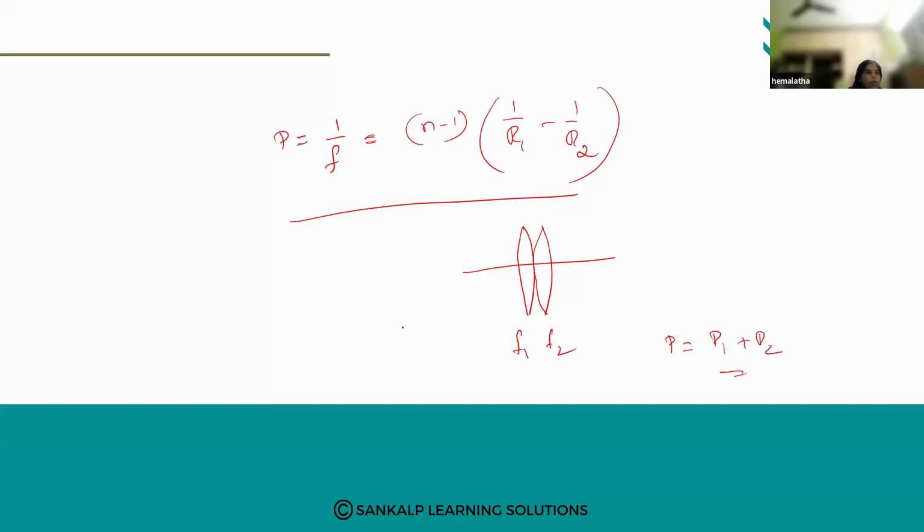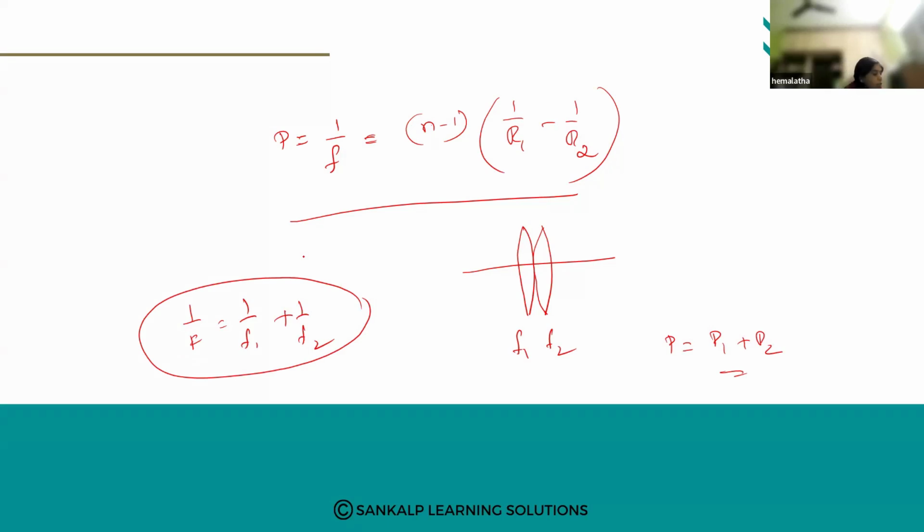Okay, but f is what? f is like this because power adds up. The equivalent focal length: 1 by f is equal to 1 by f1 plus 1 by f2. Okay? They may ask you to derive this also. So that is not so important.